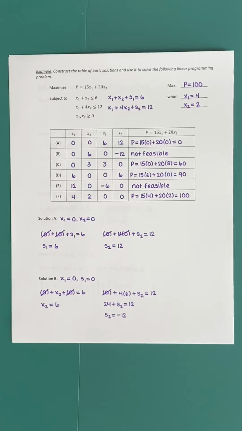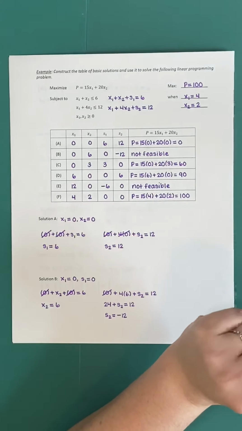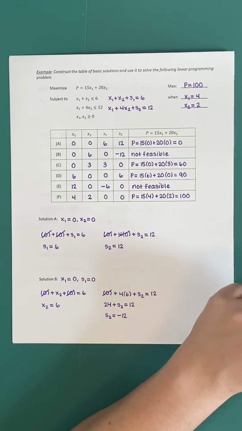So the table's filled in right now, which is misleading, but what we need to do first, imagine this table is completely blank, the grid is completely empty. We have to determine all the different combinations of assigning 2 variables a value of 0.